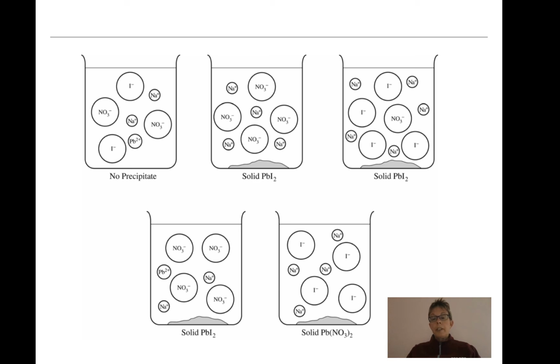Okay, so now that you've done the math, you hopefully have figured out that the lead-2 nitrate was the limiting reagent. That means that sodium iodide was the excess reagent, so not all of the iodide reacted with lead to make lead-2 iodide. Given that you have iodide left over, that will also be in solution, and therefore the most accurate diagram to represent what will be present in the beaker at the end of the reaction is the one on the top right.